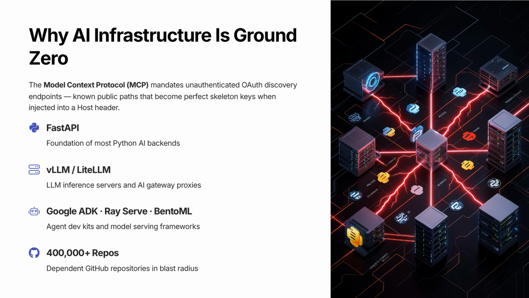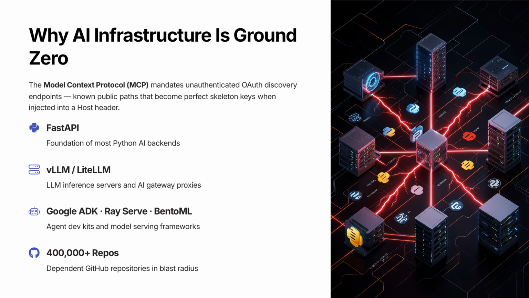That matters because this isn't limited to one niche tool. FastAPI is the foundation for a huge number of Python-based AI backends. vLLM and LightLLM are widely used for inference serving and gateway-style proxying, and frameworks like Google ADK, Ray Serve, and BentoML are common in agent development and model serving pipelines. So the risk is not just theoretical, it sits in the core plumbing of AI applications across development kits, serving layers, and gateway components. And with more than 400,000 dependent GitHub repositories in the blast radius, the scale of potential exposure is significant.